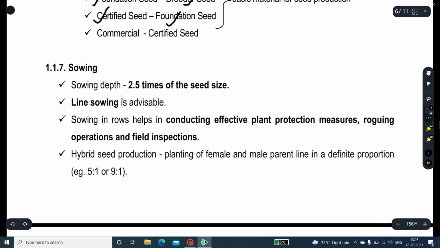The sowing depth: always sow the seeds at equal distance, and the sowing depth should be 2.5 times the seed size. Line sowing is advisable for a seed crop. Use the correct seed rate to achieve the required population by providing equal opportunity to each plant to develop and mature, which is not possible in a broadcasted crop. And sowing of seed in rows helps in conducting effective plant protection measures, roguing operations and field inspections.